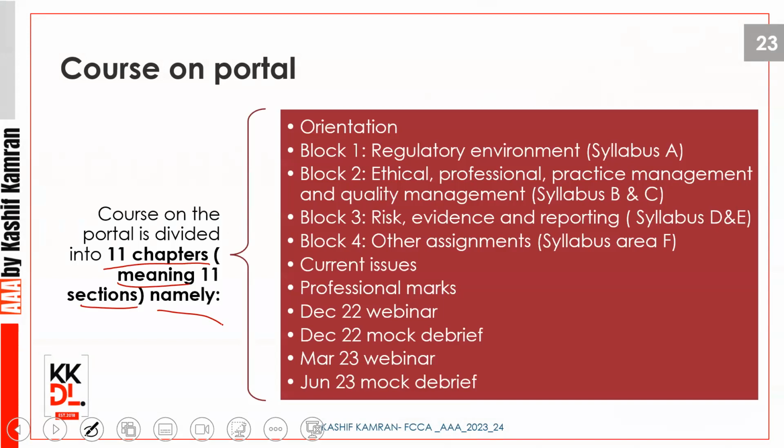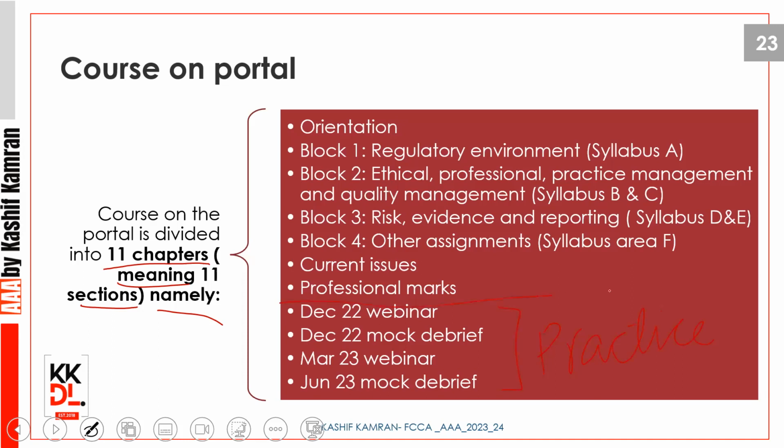The first section is orientation, which will be uploaded shortly. Then you have block 1, block 2, block 3, block 4. Then you have current issues, which includes climate risk and so forth. If there is any change in current issues, I'll update you. Then if you want further guidance on professional marks, after completing the course in logical order, there is a section on professional marks. Then the December 22 webinar, which is an exclusive webinar, not available to the public, only to my registered students. Then there is a December 22 mock debrief as additional practice and support, the March 23 webinar, and the June 23 mock debrief. This is all practice, right?